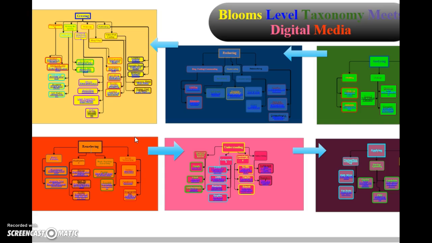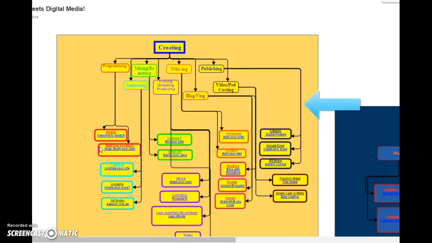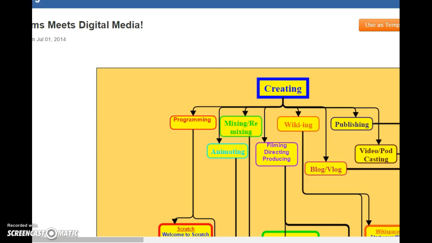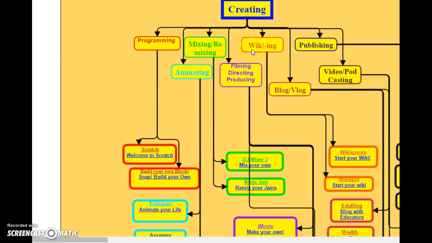And within each stage of Bloom's, there are a number of skills identified that will promote higher level thinking. So if we look at creating, for example, we have these things: programming, animating, mixing, filming, wikiing, blog publishing, video podcasting, etc. So these are all different skills. If kids are doing that, then they're working at this higher level skill known as creating.